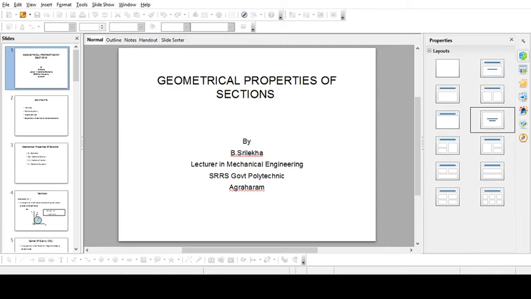Next, centroid for composite figures. We will divide the composite figure into two or more simple shapes, that is standard shapes, such as triangle, rectangle, semicircle, etc. The centroid for this can be found by means of the method of composite areas.